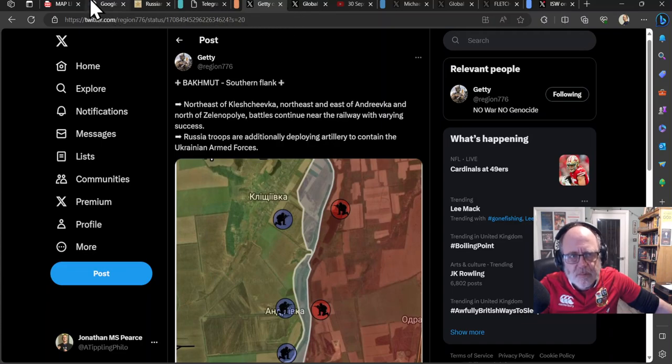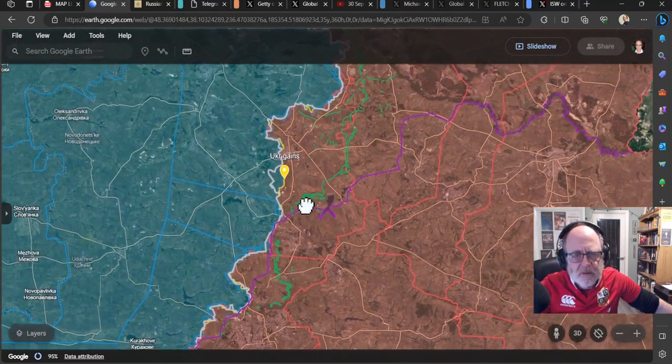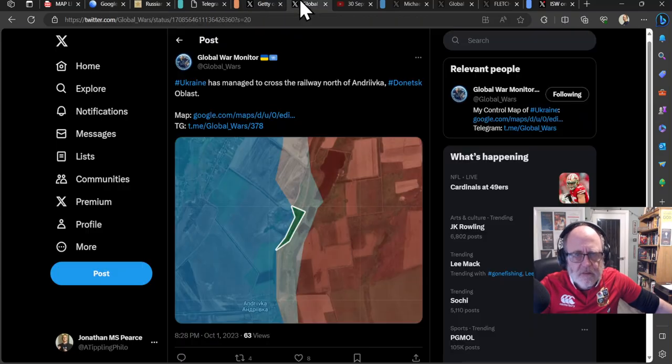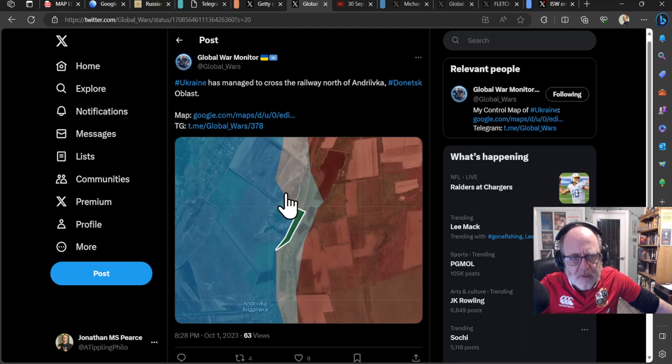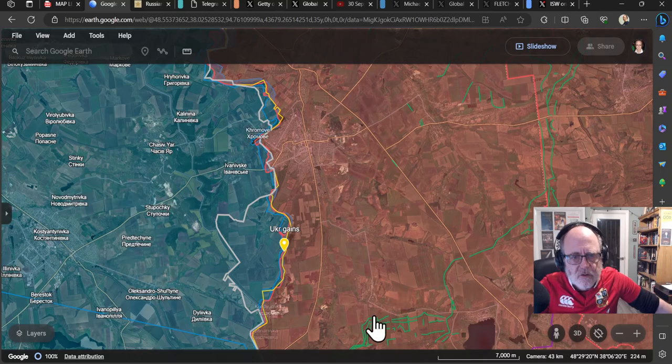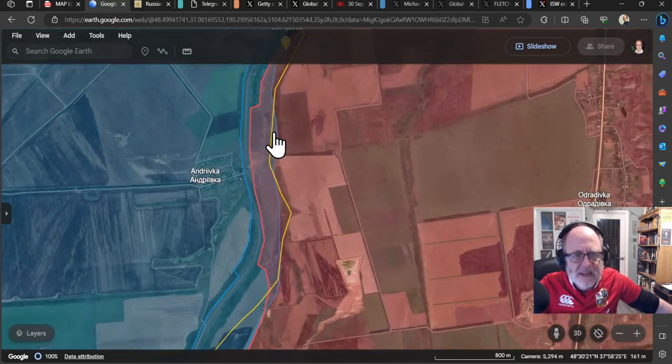I will go back to Bakhmut. I have rushed through in my attempt to get further to the south too quickly. I just want to say that in the Bakhmut-Klishchiivka area, Global War Monitor has just come out and said Ukraine has managed to cross the railway north of Andriivka. So that is a claim of some success actually in this area.